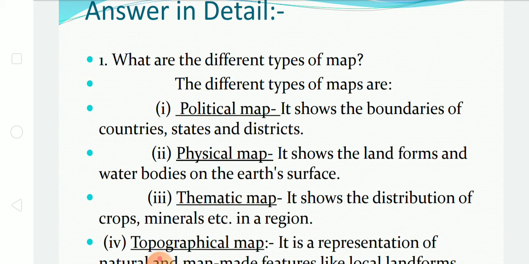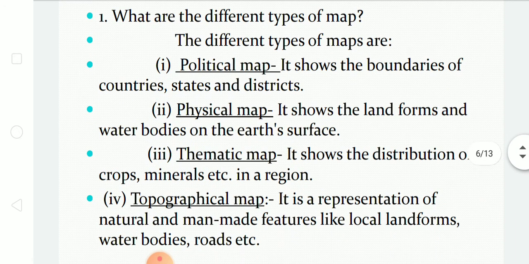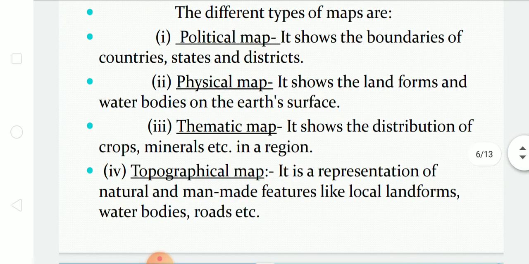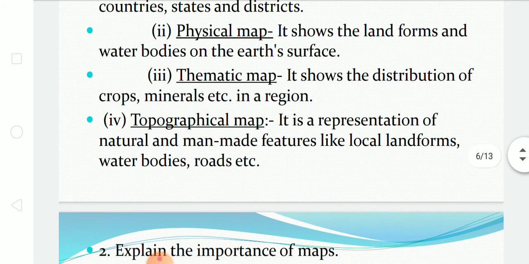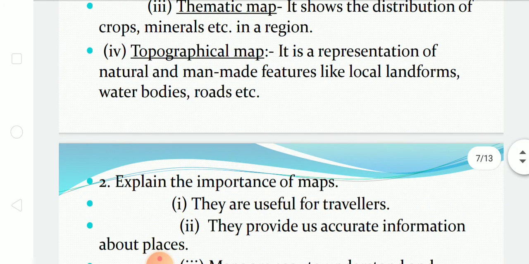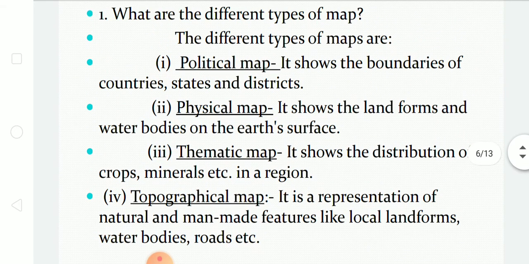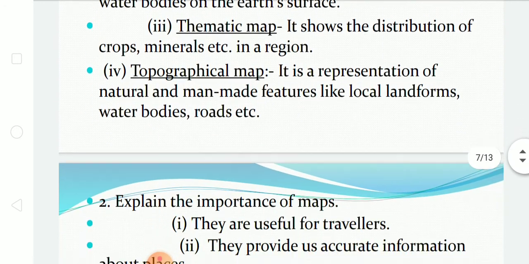The first one is political map. It shows the boundaries of countries, states and districts. Physical map: it shows the landforms and water bodies on the earth's surface. Thematic map: it shows the distribution of crops, minerals, etc. in a region. Topographical map: it is a representation of natural and man-made features like local landforms, water bodies, roads, etc. So these are the 4 important types of map. You can write any 3 for your exam.